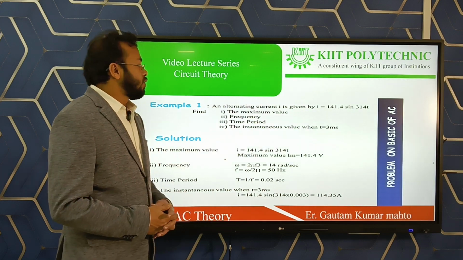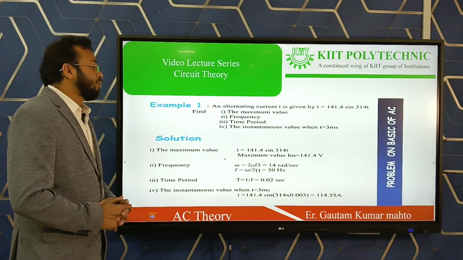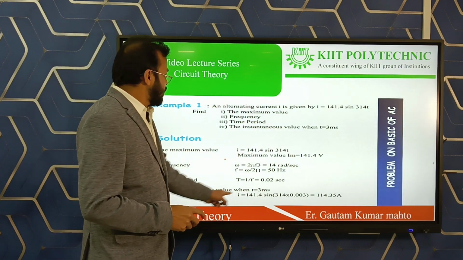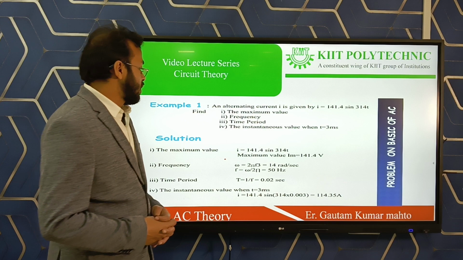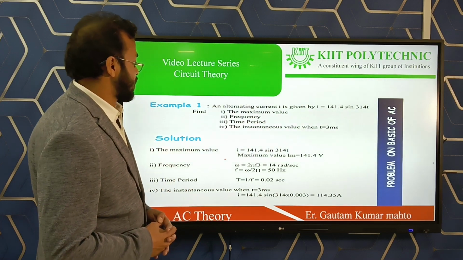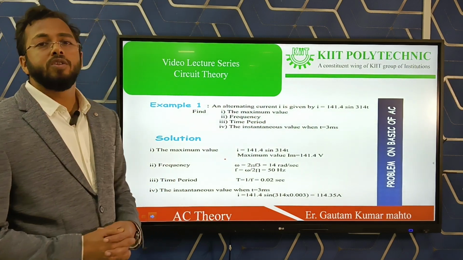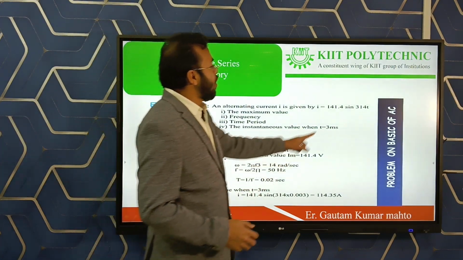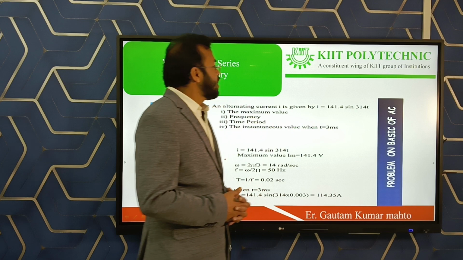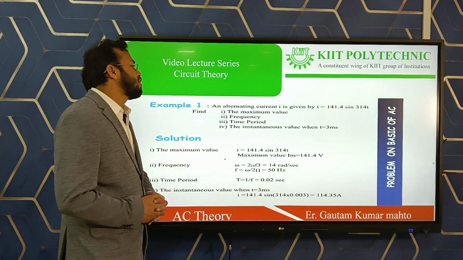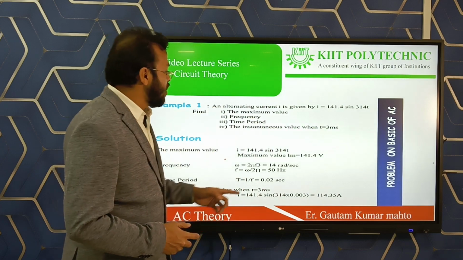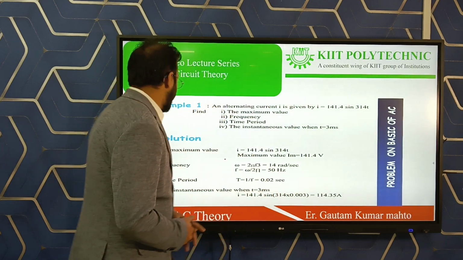The maximum value is 141.4 ampere of current, and the instantaneous value is required at time t equal to 3 millisecond. 3 millisecond means 0.003 second, and that's why when you substitute the value of time t equal to 0.003 second in the above equation of the current, I is equal to 141.4 sin 314 t, you will get the value 114.35 ampere.